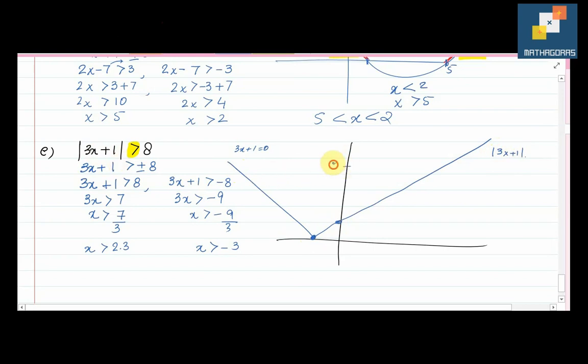Let's suppose this value is 8. So that is a graph of y equals 8. I'm just giving you an example. That is not a plotted graph. It's just a rough sketch to give you an idea so that you can plot it easily, right?